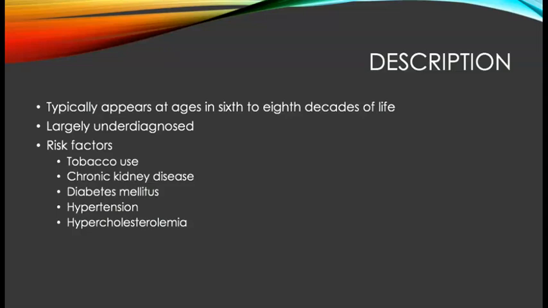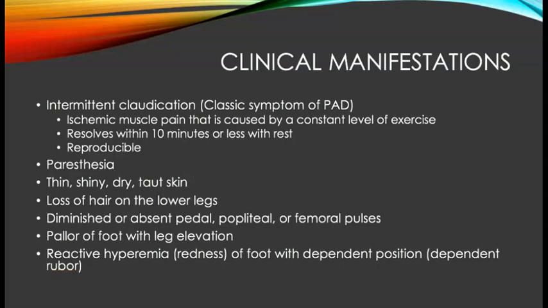Some of the major risk factors include tobacco use, chronic kidney disease, diabetes, high blood pressure, and hypercholesterolemia or hyperlipidemia. Some other risk factors can include chronically elevated CRP, family history, increasing age, as well as obesity, sedentary lifestyle, and chronic stress. Intermittent claudication is a classic symptom of PAD.